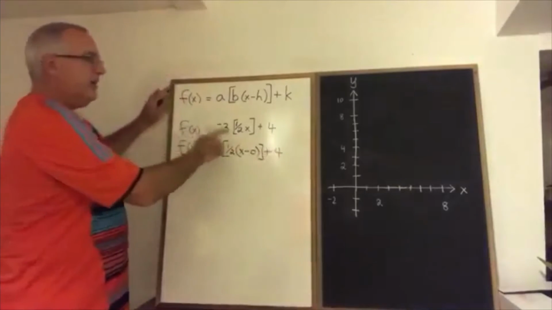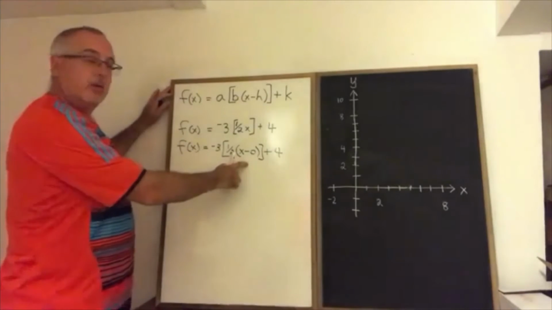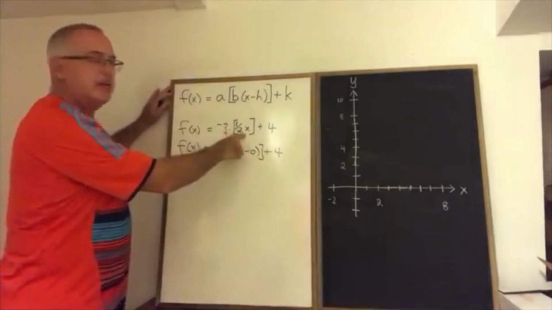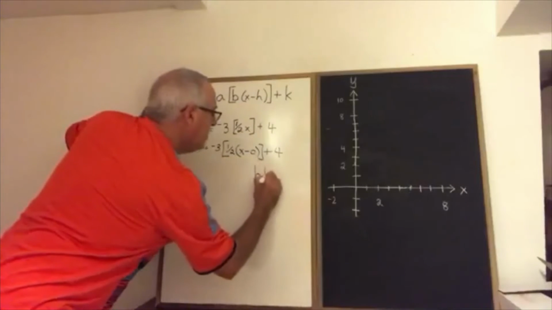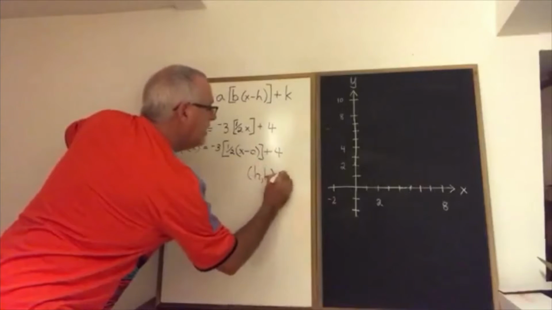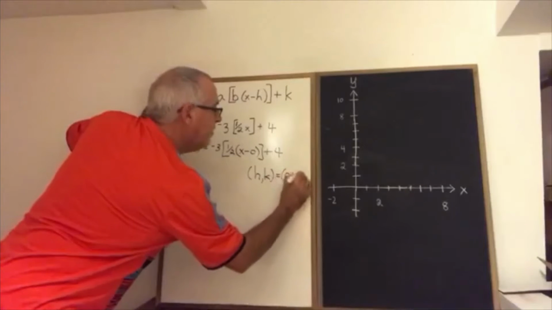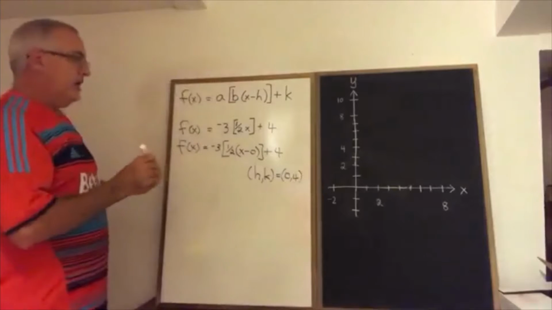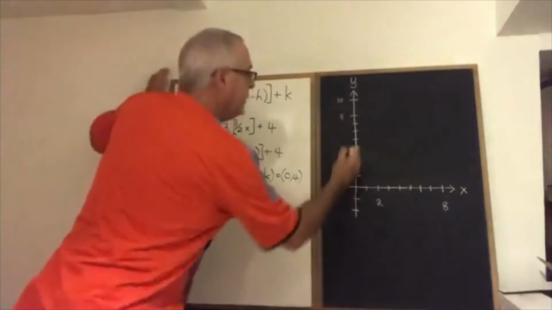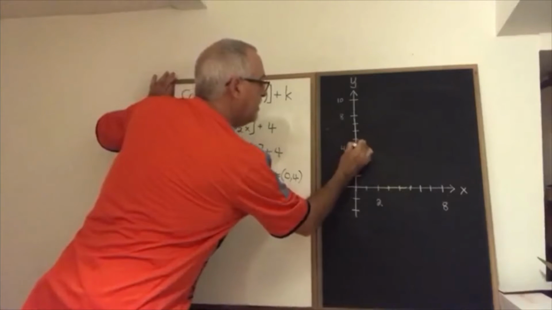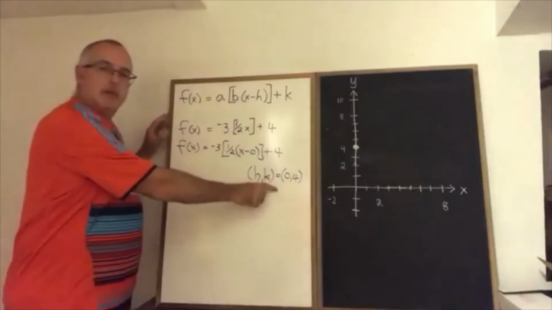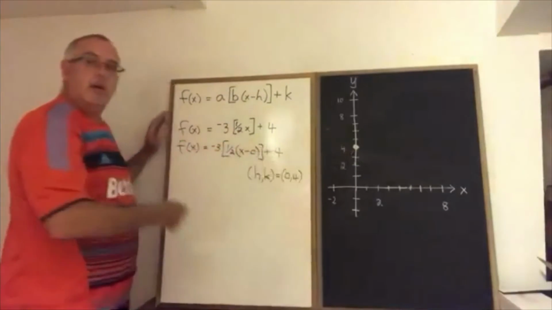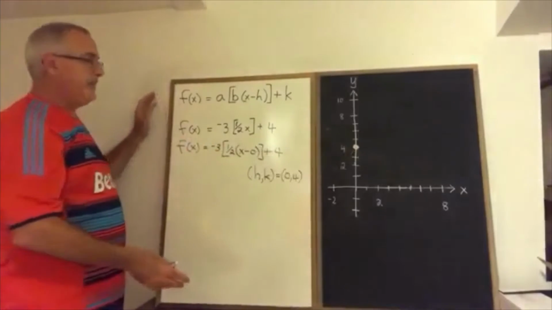The student doesn't have to show this step. If a student's familiar with the process, they look at this and they realize that means h is 0. So hk, in this case, is 0, 4. And I can put a dot on my graph at 0, 4. hk always gives you the position of one of the closed circles on your curve.